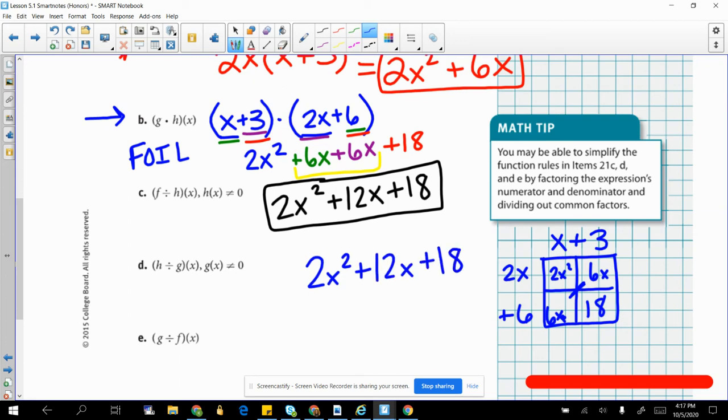So either method works every time. This method here, the box method, is a little bit more visual. This FOIL method here, you just have to remember to follow first, outer, inner, last. Okay, but that is how we go ahead and multiply two functions.